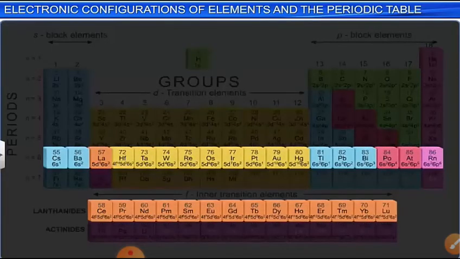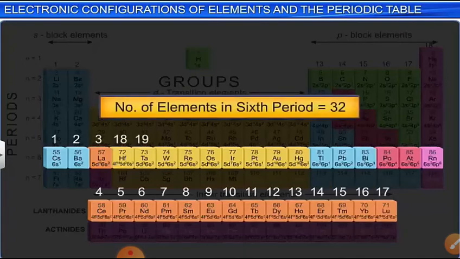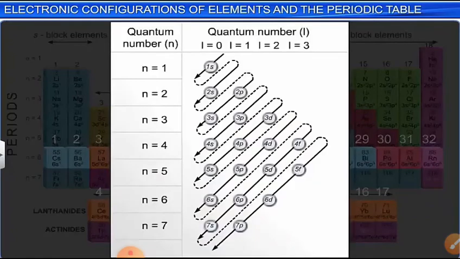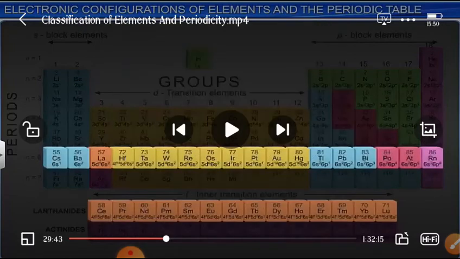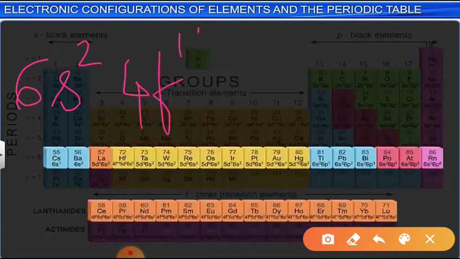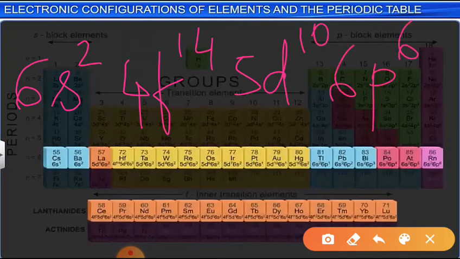Now the sixth period has 32 elements, 18 in the main group, and a bottom row of lanthanoids which are placed at the bottom of the periodic table. So the number of elements in the sixth period is 32. The orbitals that are being filled in the sixth period are 6s, then 4f, 5d, 6p. These are the four different orbitals which are being filled in the sixth period. It starts from 6s2, then 14 electrons in 4f, 10 electrons in 5d, and 6 electrons in 6p.